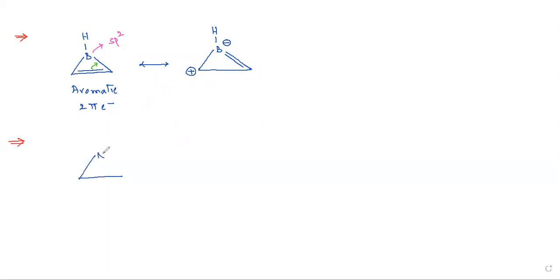Let us take this example. How about this? Very clear. It has got 4 pi electrons. Therefore, anti-aromatic.